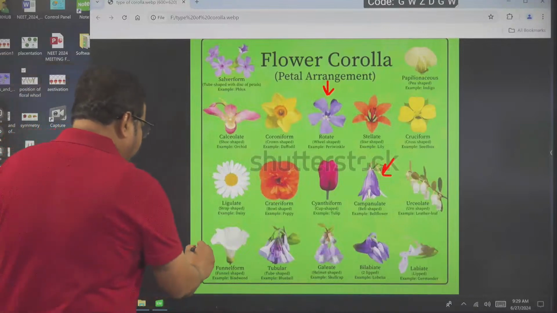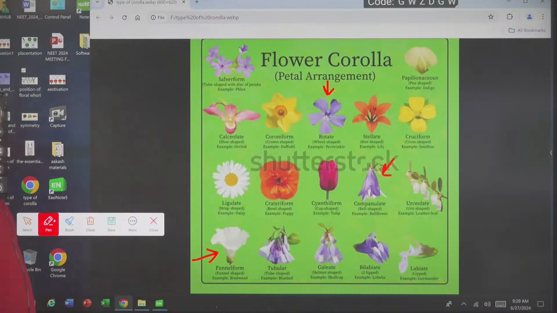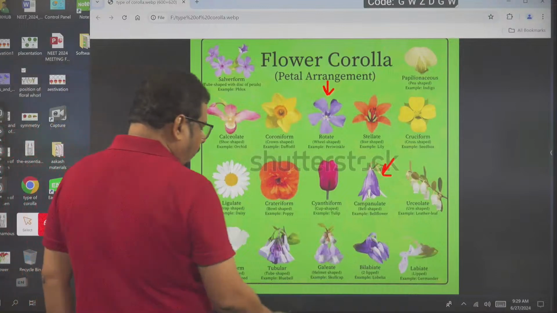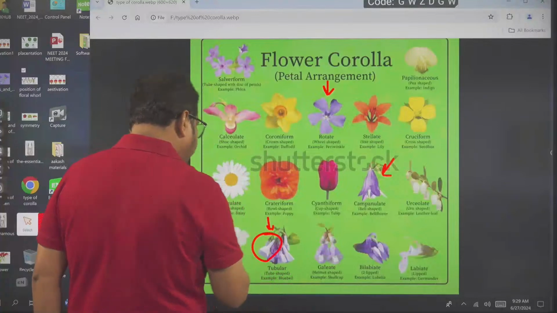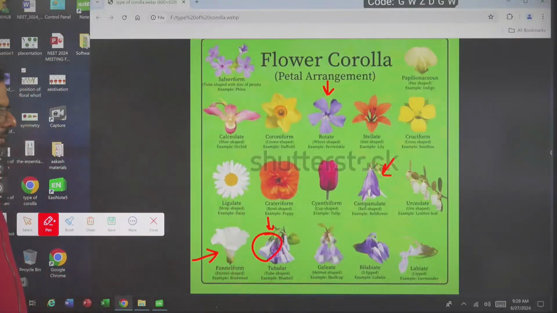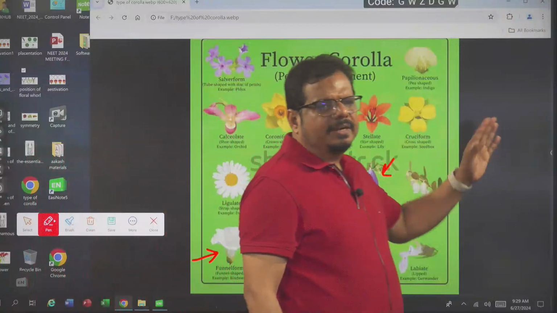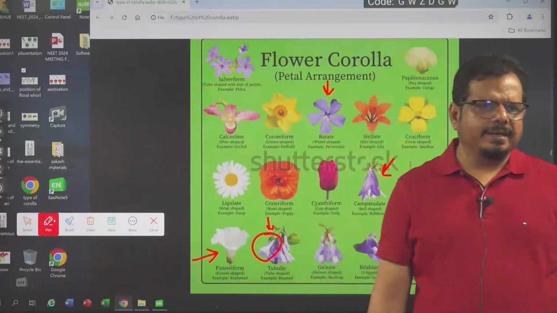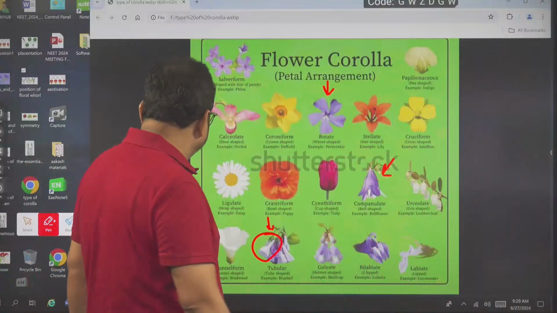If you look at this one, this is a funnel shape corolla. If you look at this one, here in this flower you just focus, it is what basically? Tube shape corolla. So there are so many different varieties of forms. I just told about this one only, not about all. Getting the idea? Is it clear?